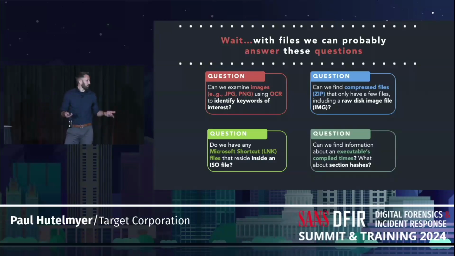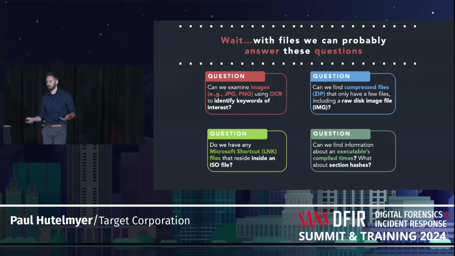And then maybe something more generic. Can I look at the compile times for executables, right? Can I look at section hashes? Maybe if you get your entire network of compile times, can you stack them differently so you can see the outliers?